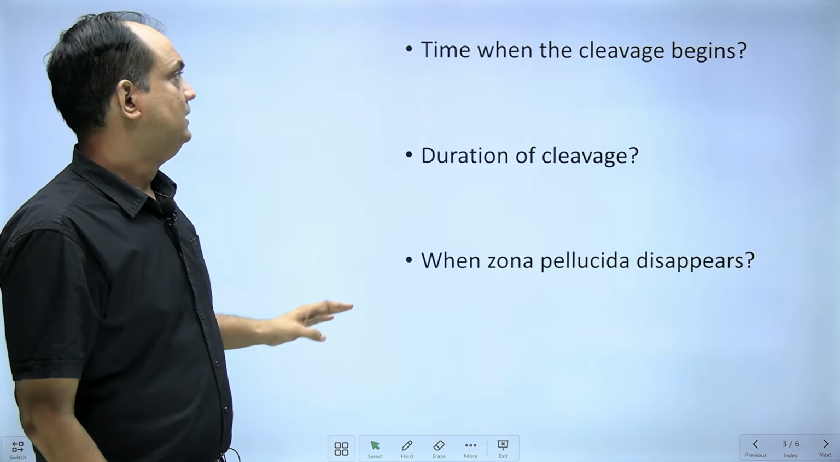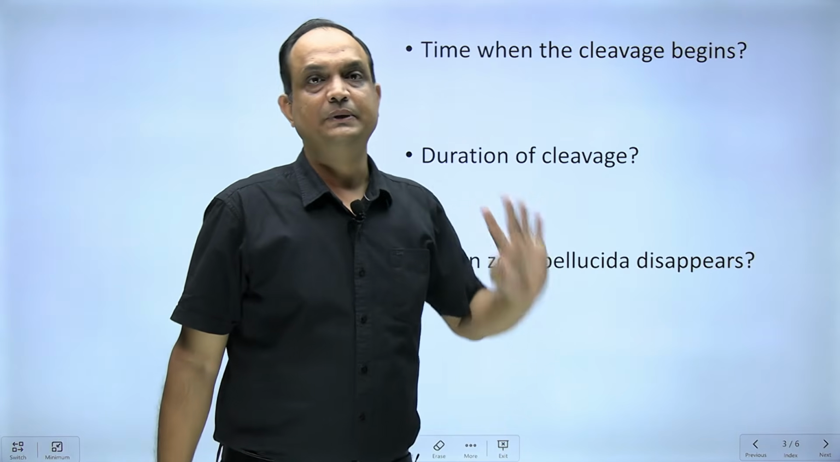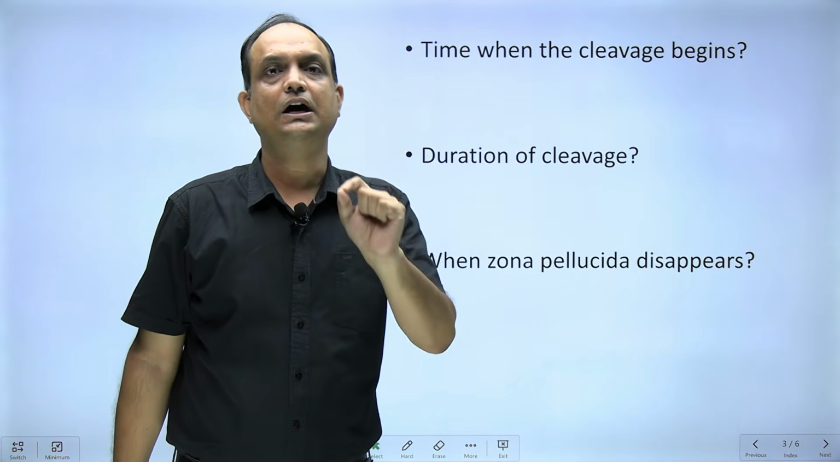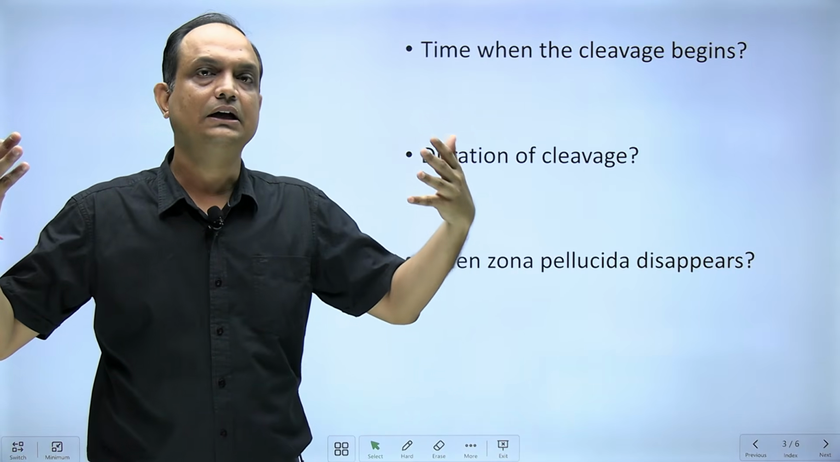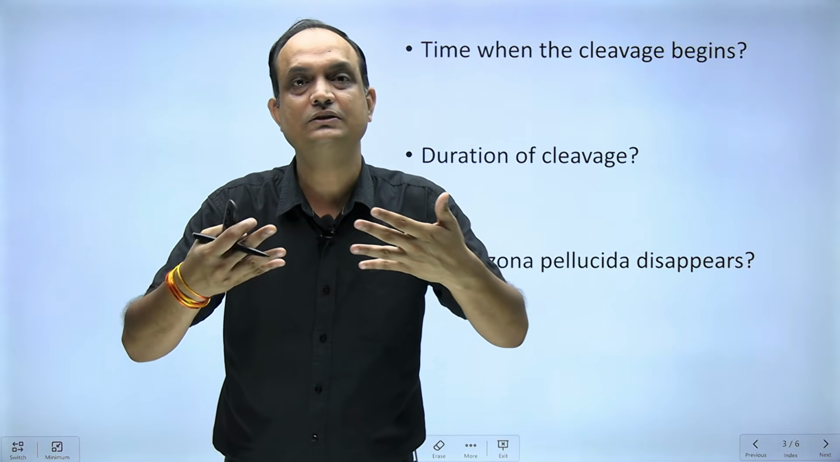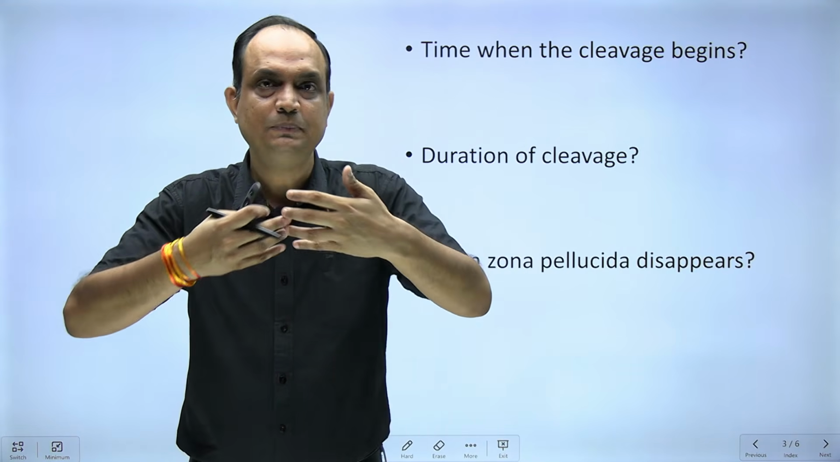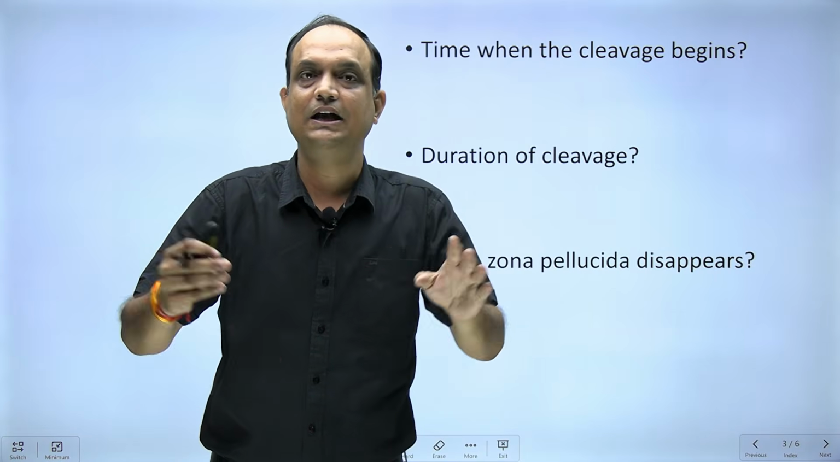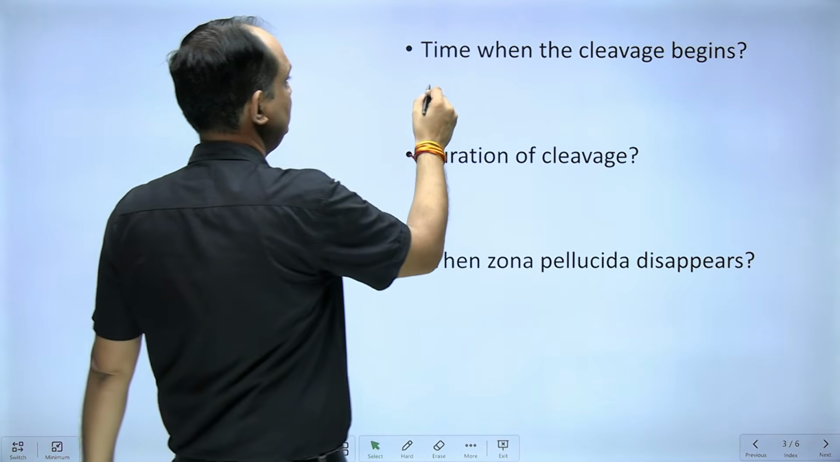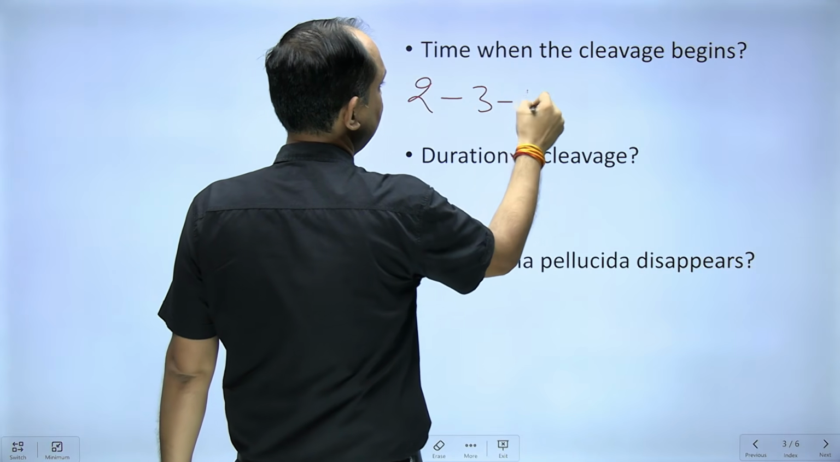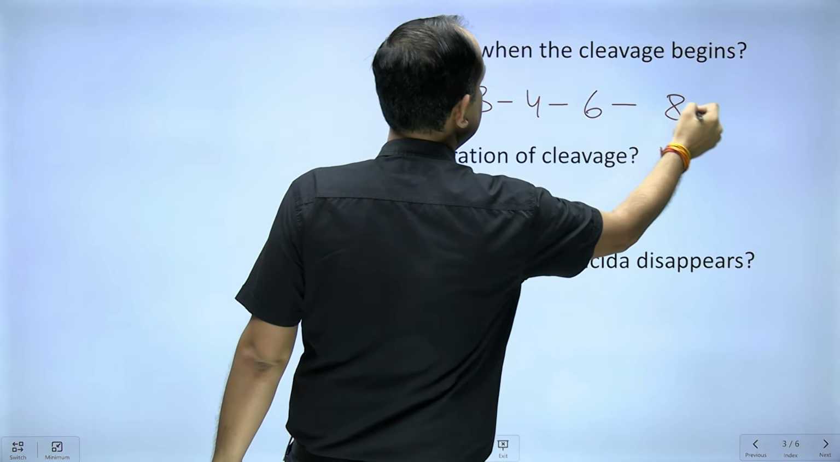Clear? Now at what time does the cleavage begin? The cleavage starts immediately after fertilization. As soon as the male and female pronuclei fuse with each other and splitting starts, at the same time the process of cleavage starts. So what will happen? You will have the 2 cell, then 3 cell, 4 cell, 6 cell, 8 cell, and so on.